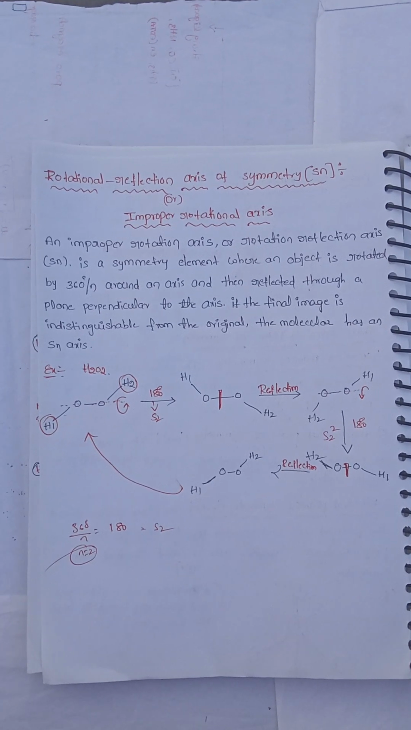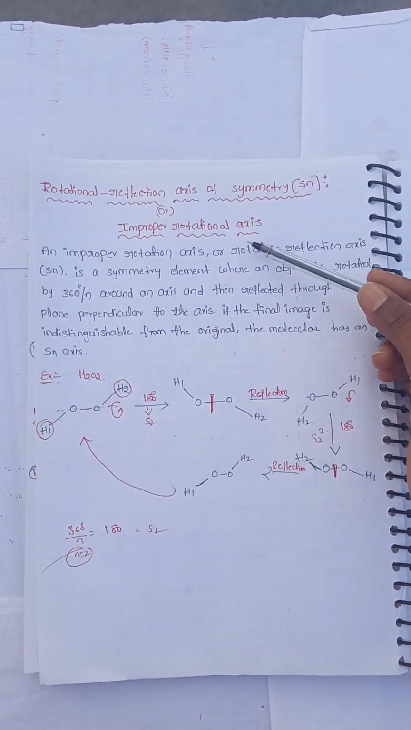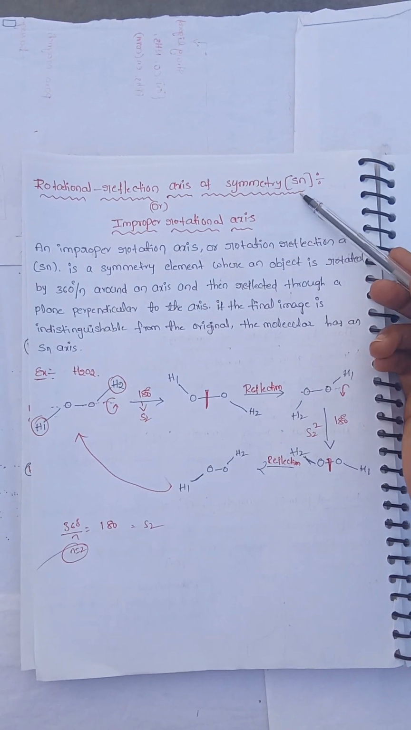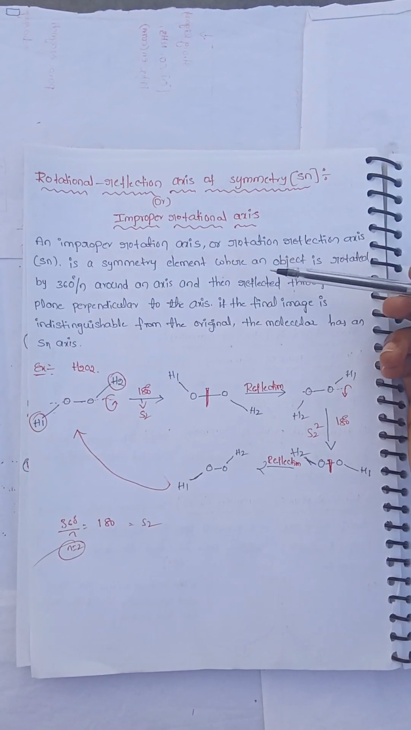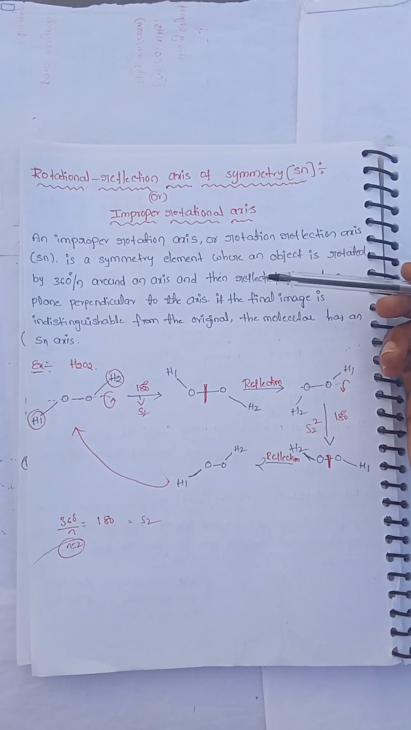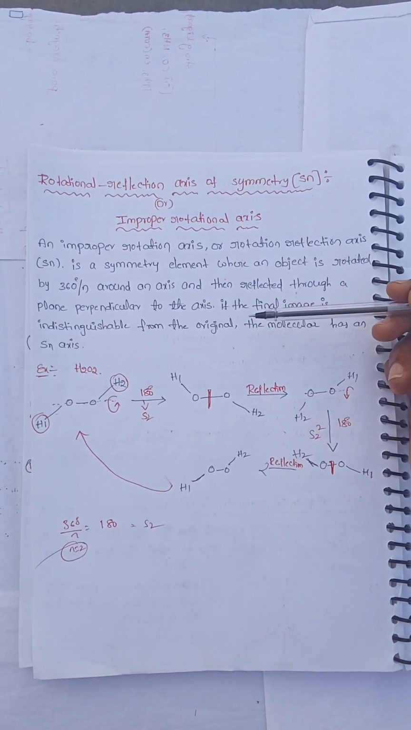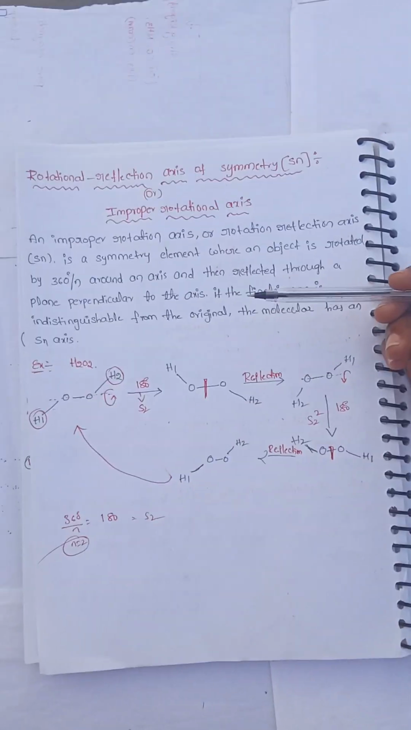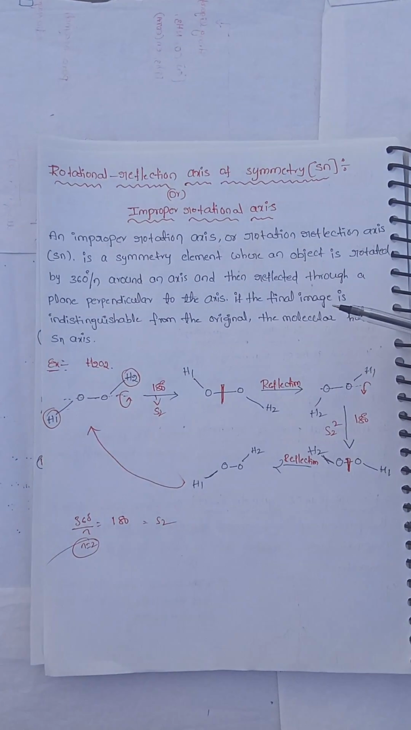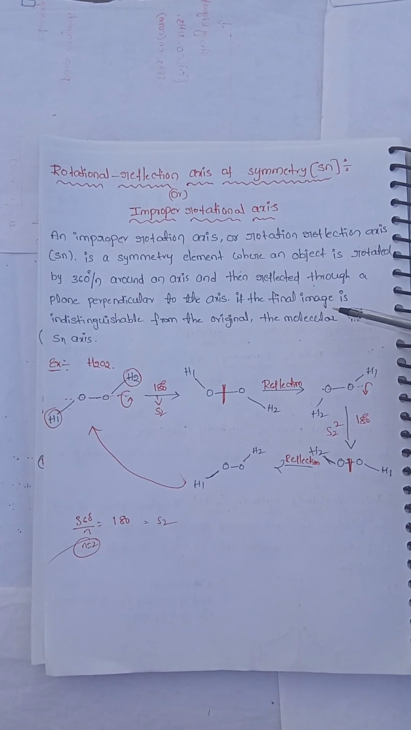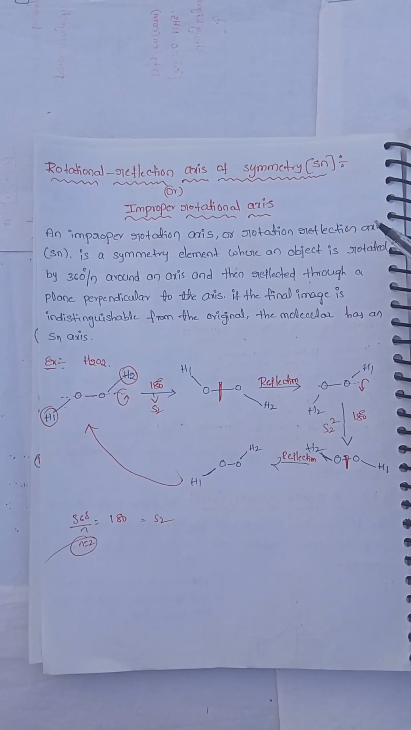So what is the rotational reflection axis of symmetry, or improper rotational axis? It is denoted by Sn. So what is the definition? An improper rotational axis or rotational reflection axis, Sn, is a symmetry element where an object is rotated by 360 degrees by n around an axis and then reflected through a plane perpendicular to the axis. If the final image is indistinguishable from the original, the molecule has an Sn axis.